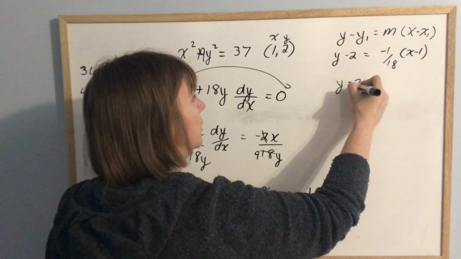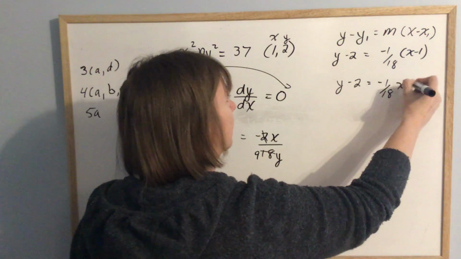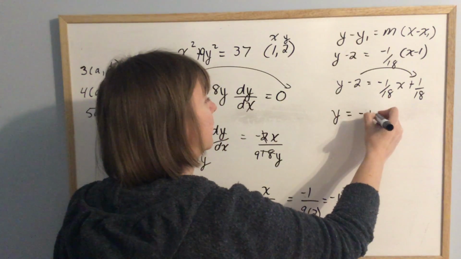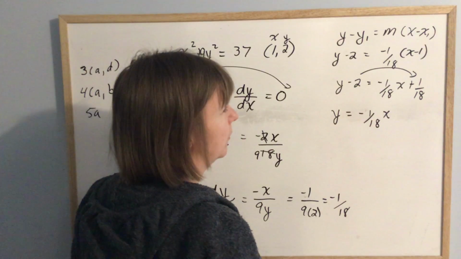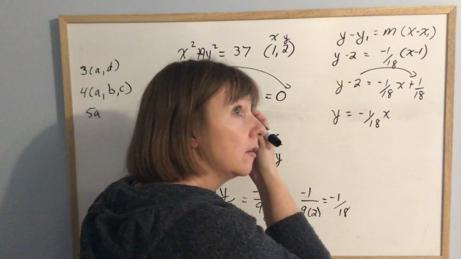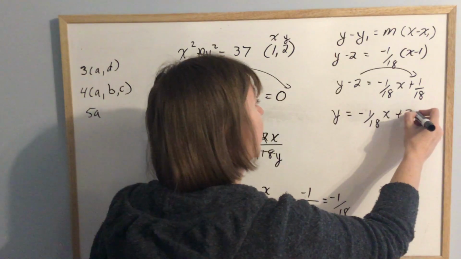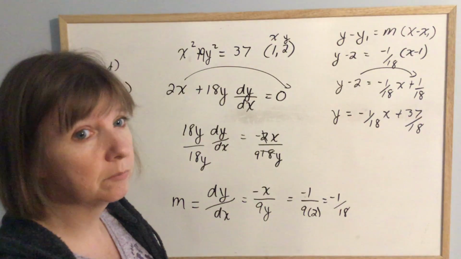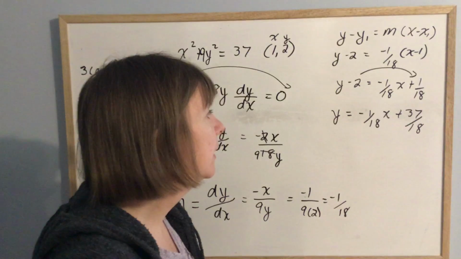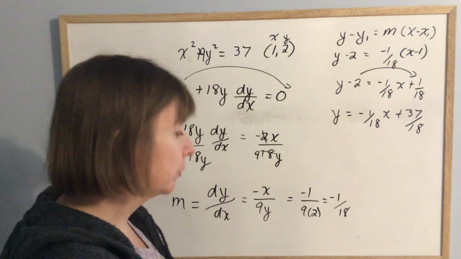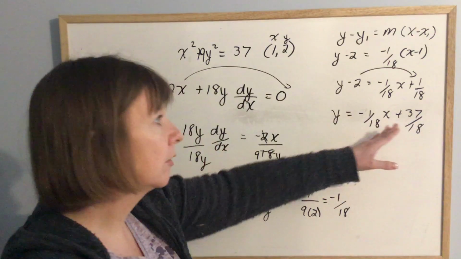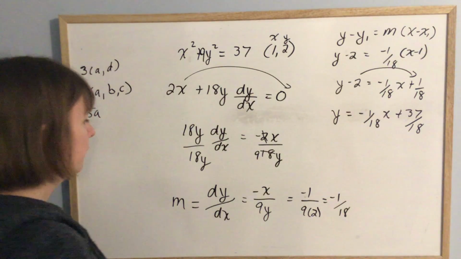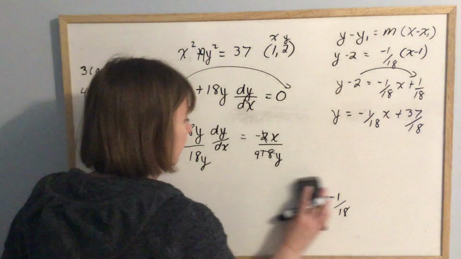So y minus 2 equals negative 1 over 18x plus 1 over 18. So if I move this over here, I have y as negative 1 over 18x, and that would be, what, 18 and 18 is 36, so that's 37 over 18. You can leave it like that if you want to. Doesn't bother me either way. Otherwise, you have to bring everything over to one side, but I'm fine with it in slope y-intercept, like y is equal to mx plus b. That's fine by me. So that's what you would have. That's 3a. 3d.